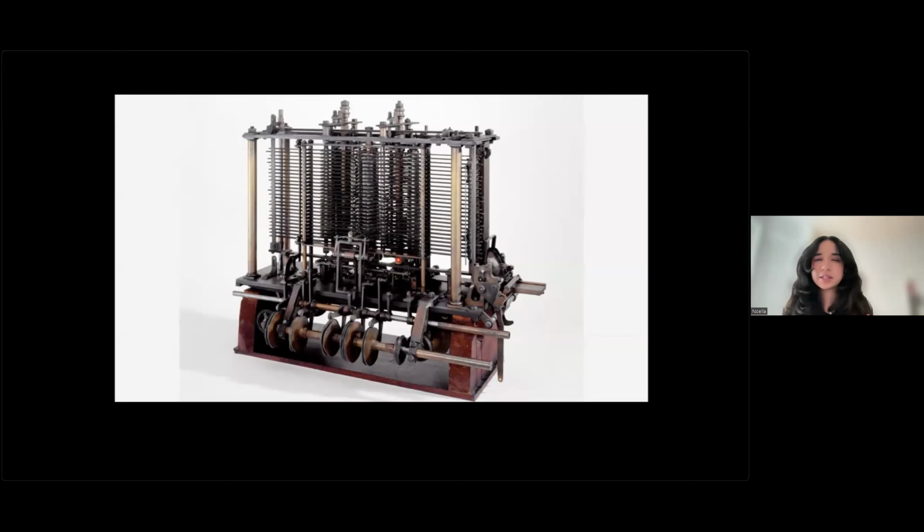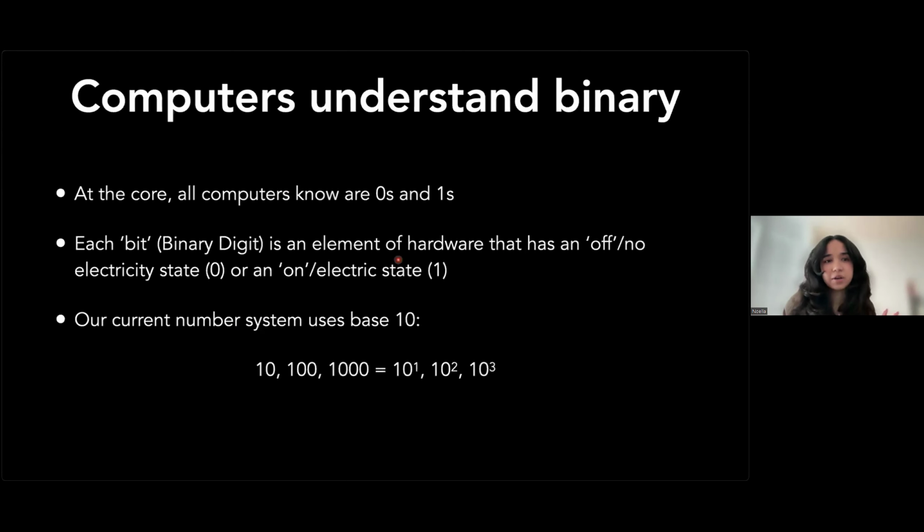But nowadays, computers are electrical, and they understand what's called binary. So you've probably heard of binary before. It is just zeros and ones. And this is all your computer in front of you understands. Now, each binary digit or bit actually corresponds to an element of hardware in your computer that has an off state, so no electricity or zero, and an on state, which has electricity and represents one.